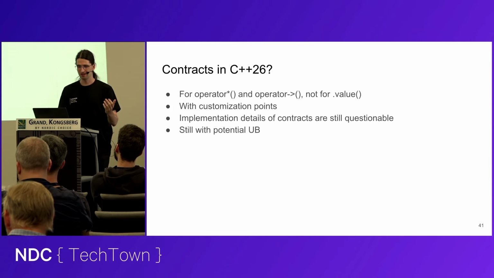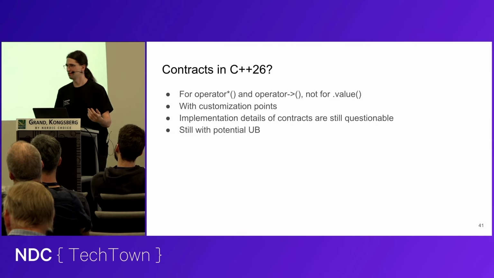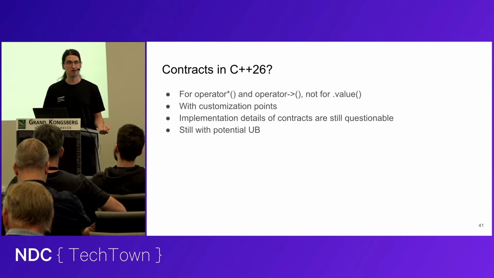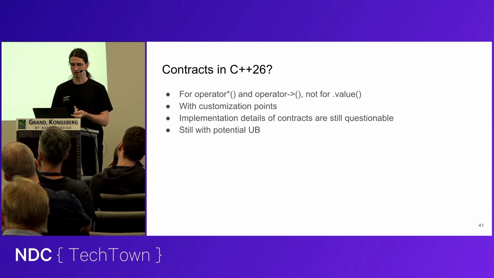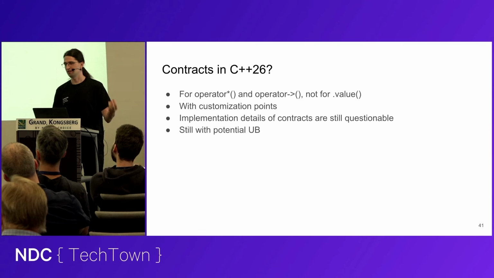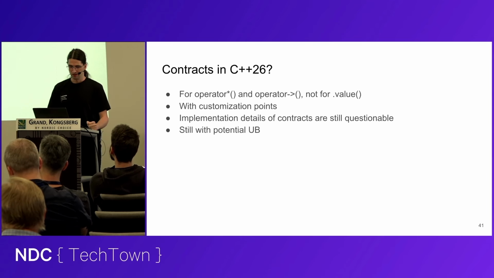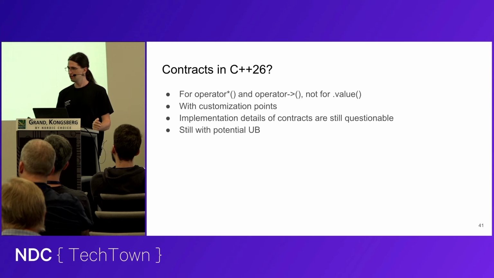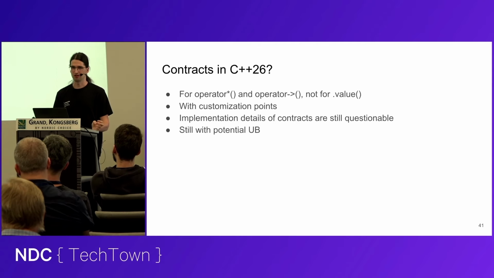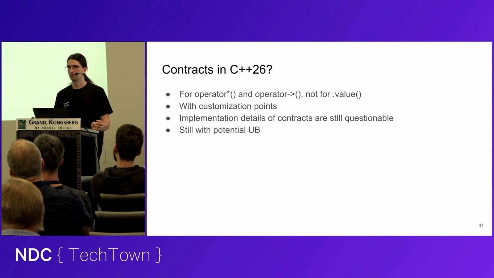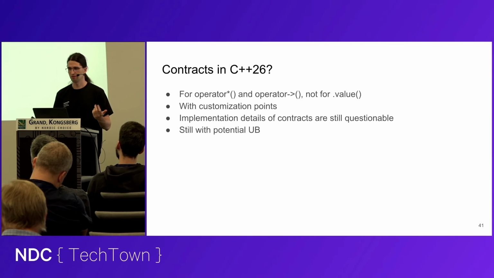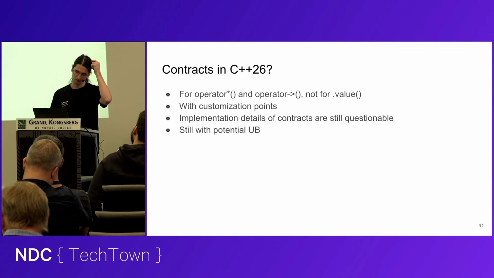But can contracts in C++26 help us? Potentially, yes, they can help. But as of now, they are defined in C++26 only for operator star and arrow, but not for value. It's an inconsistency again. So there are certain customization points. However, the implementation details for contracts are still questionable. It's unclear. There are now experimental implementations in at least two compilers, probably already three major compilers. I don't really remember about MSVC. Probably it's here.